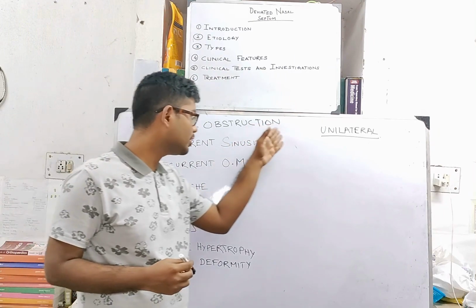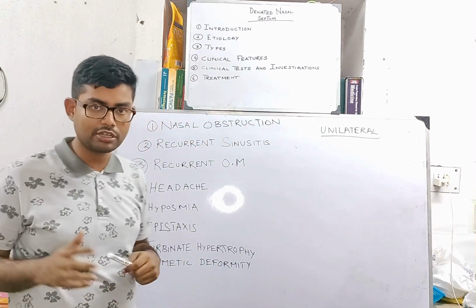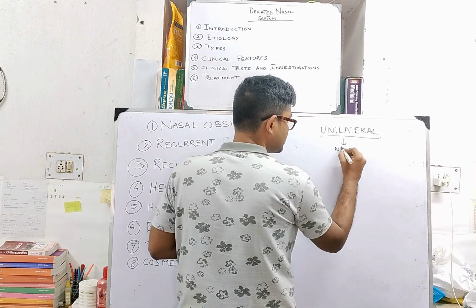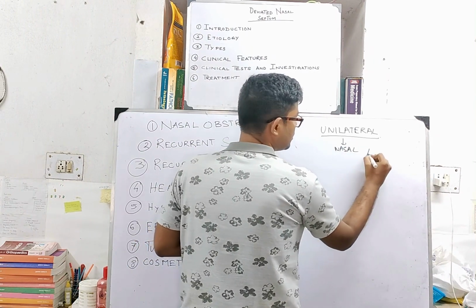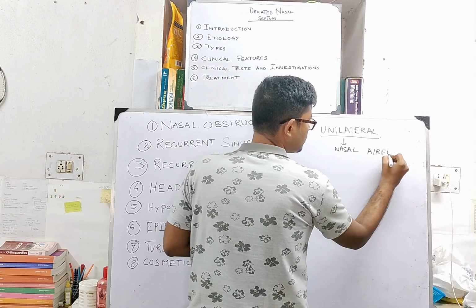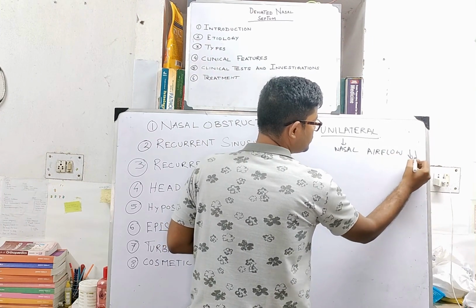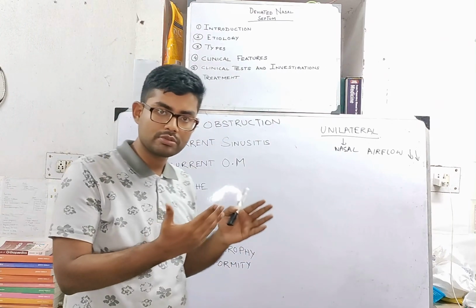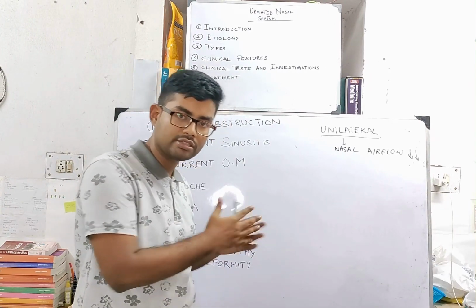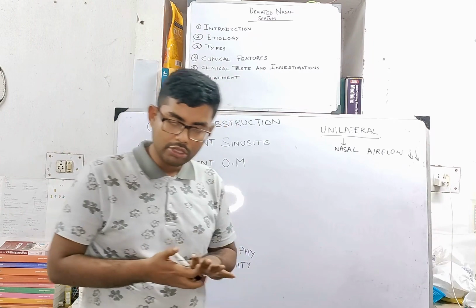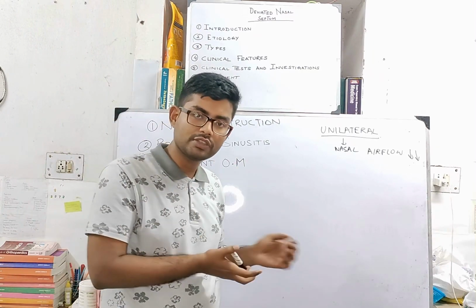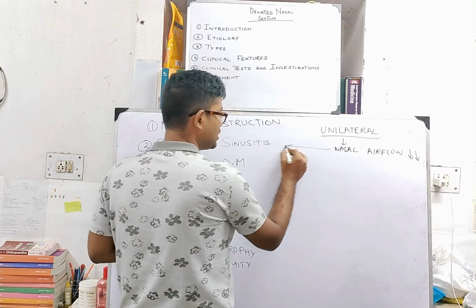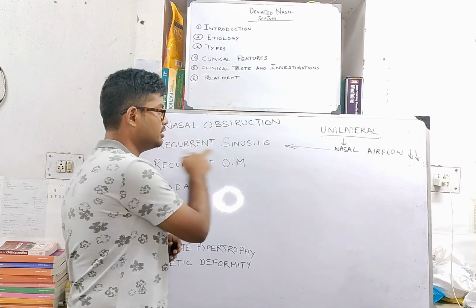So what happens when initially there is a unilateral nasal obstruction? The nasal airflow reduces. So what will happen? The aeration of the osteomeatal complex and the sinuses on that side will also reduce. As the aeration and the ventilation of the sinuses is reduced, it will lead to sinusitis. So it will cause recurrent sinusitis.